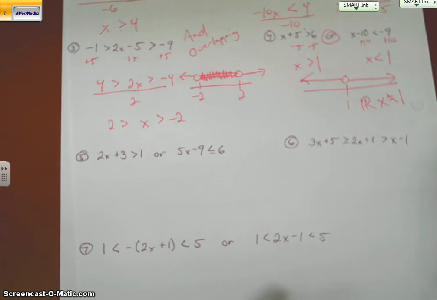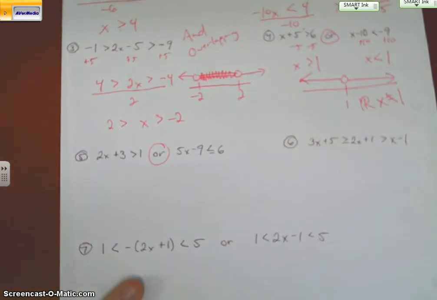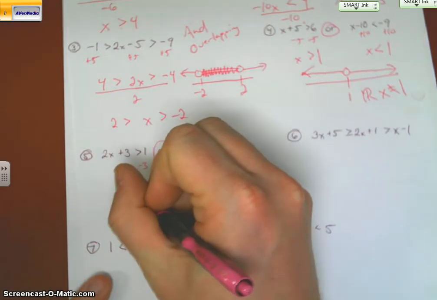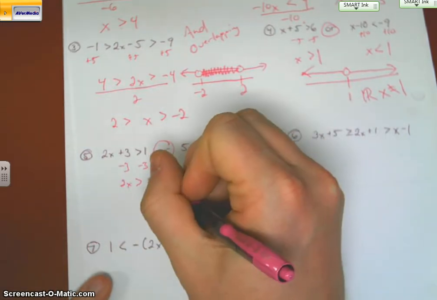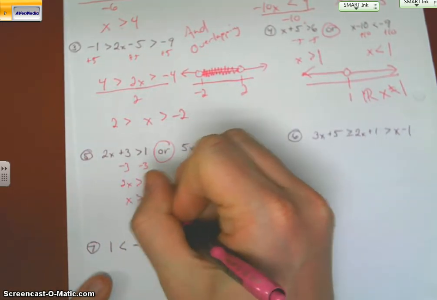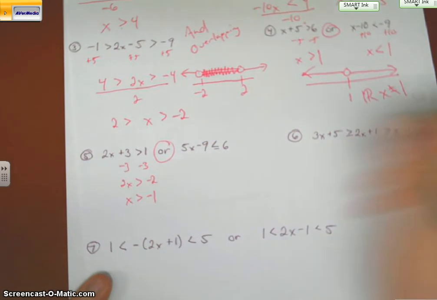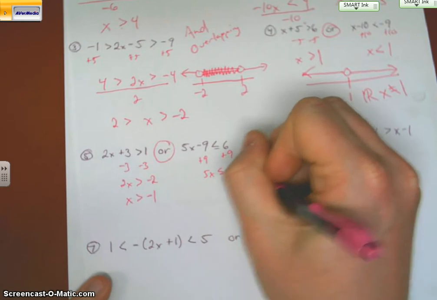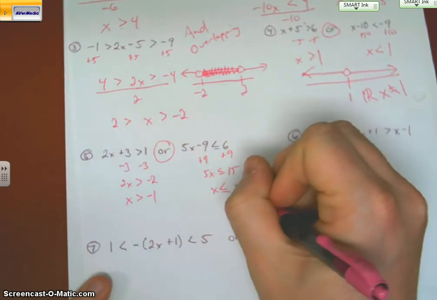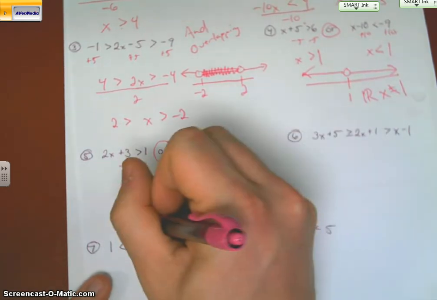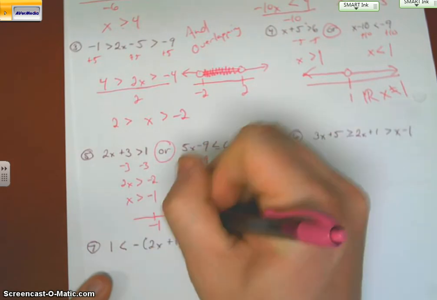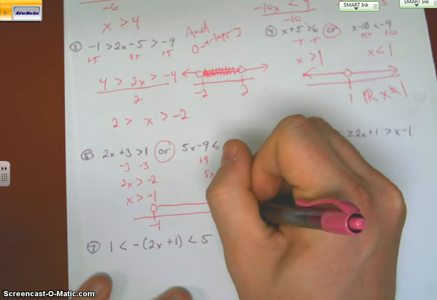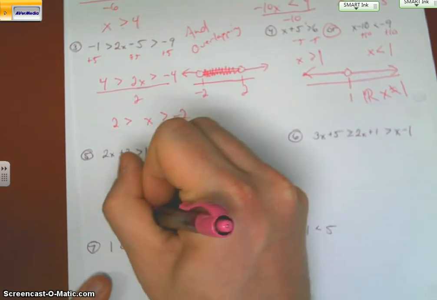Number 5, once again it is an OR. So we are just looking where there's answers at. So subtract 3. 2x is greater than negative 2. So x is greater than negative 1. Over here, we have 5x is less than or equal to 15. So x is less than or equal to 3. Let's graph these. Negative 1 is going to the right. 3 is going to the left.